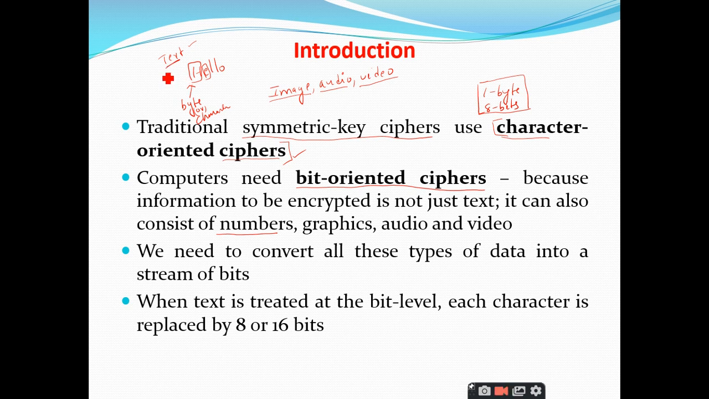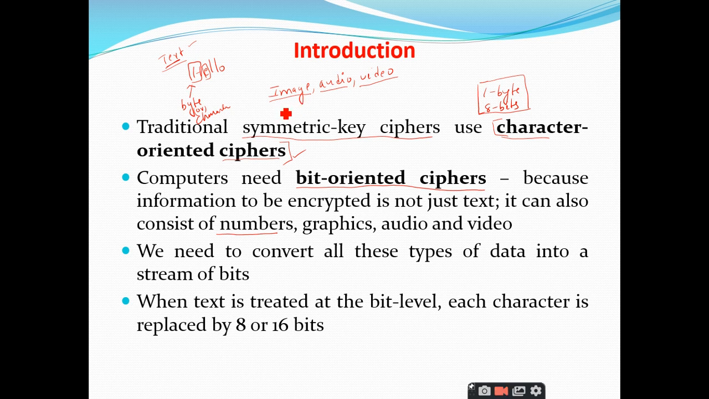So if we are dealing only with the text, then it is sufficient that we have these character oriented ciphers. You just take each and every character and convert it into another format, that is enough. But when you are dealing with computers, and going into real world applications, you need to deal with different formats of data, and they are not represented as characters.